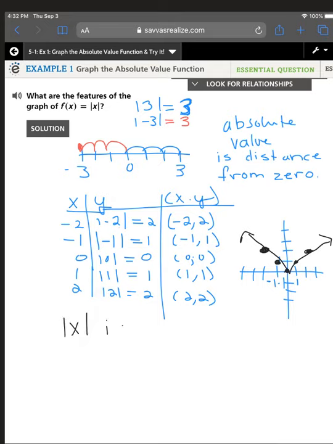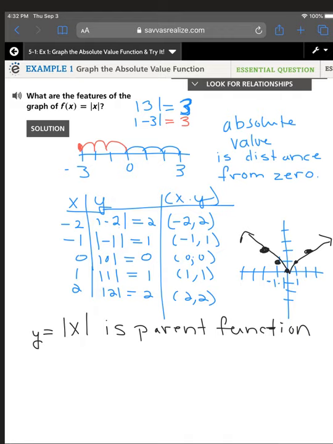is called a parent function. We call parent function what happens before we move it up, down, left, right, upside down. Next class, you're going to look at all of these, which are called transformations. You looked at them in geometry, and you're going to look at how transformations affect the graphs. But we always talk about how the transformations changed what's called the parent function. So the absolute value of x is called a parent function.